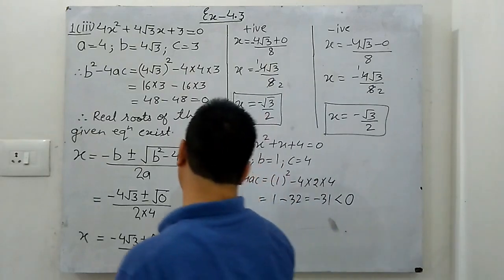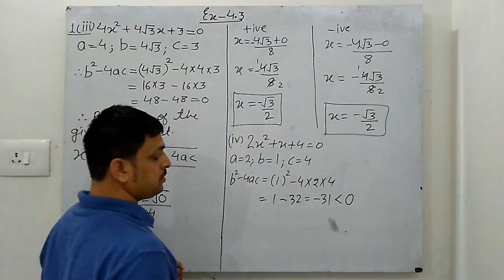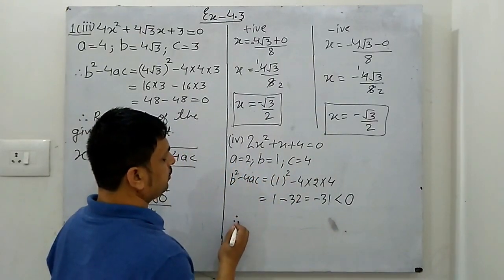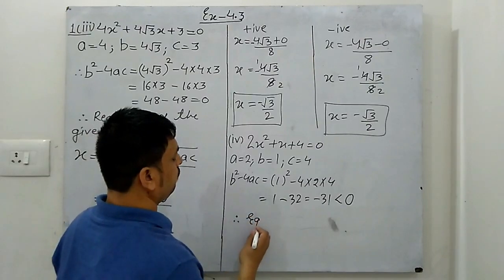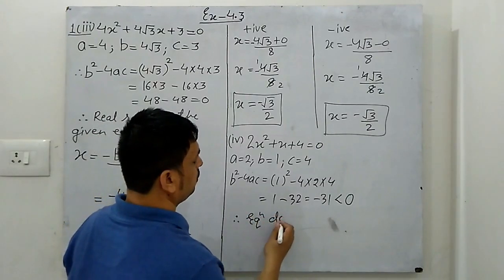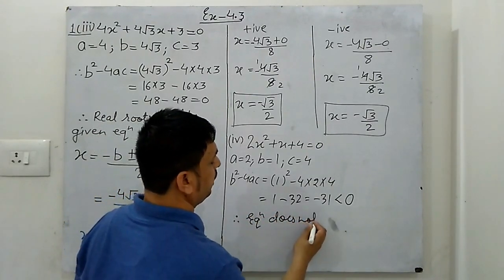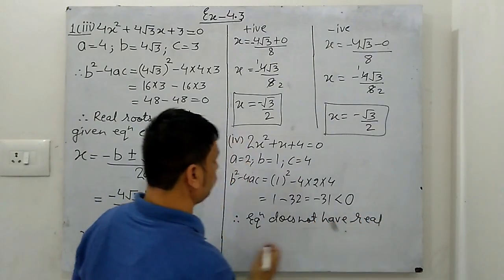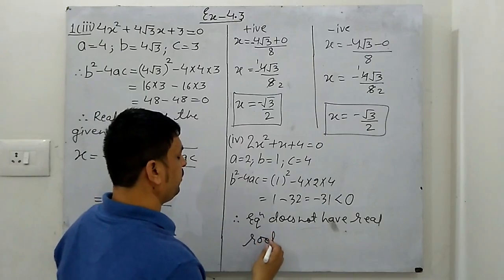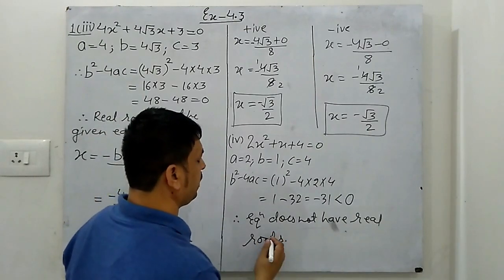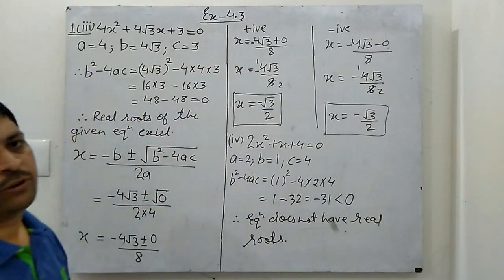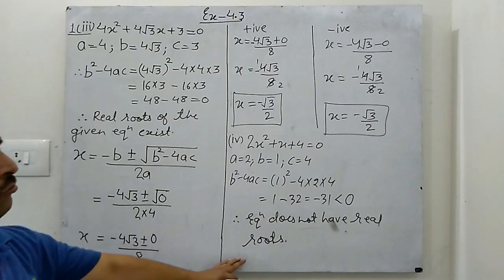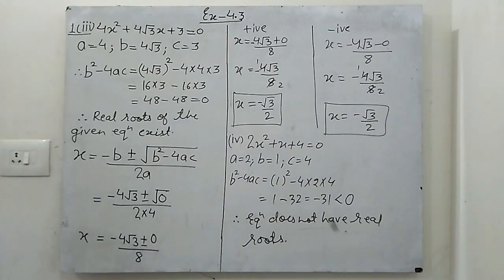And if the value of b square minus 4ac is less than 0, so we will say the equation does not have real roots. If it does not have the real roots, so how can we find it? So the question will be terminated here.